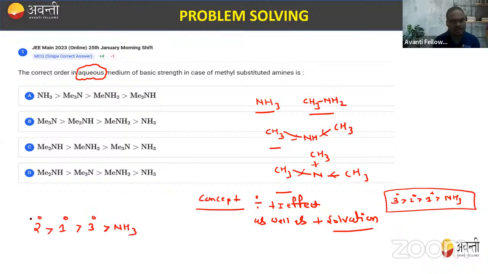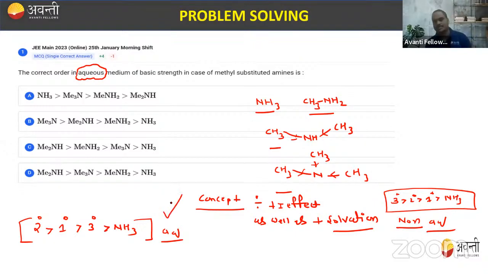So this is the order in the aqueous medium. Always remember, in aqueous medium the order is like this. In non-aqueous medium the order is this. Okay? So this is for non-aqueous and this is for aqueous medium. Clear? Did everyone understand? Tell me once, for aqueous and non-aqueous. Done?